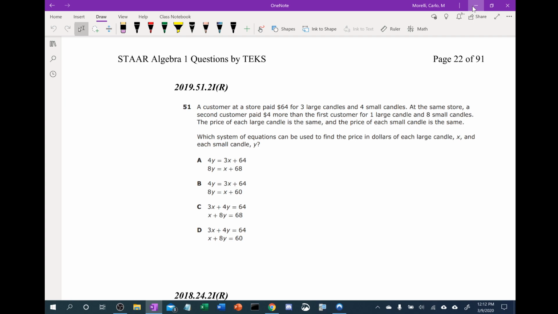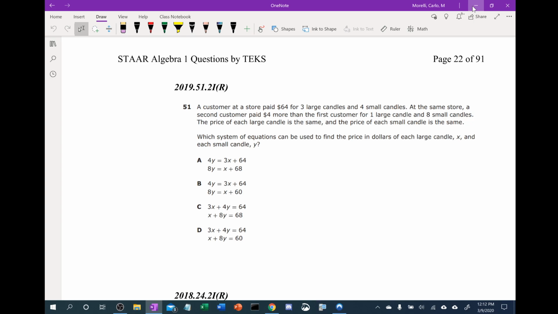A customer at a store paid $64 for 3 large candles and 4 small candles. At the same store, a second customer paid $4 more than the first customer for 1 large candle and 8 small candles. The price of each large candle is the same, and the price for each small candle is the same. Which system of equations can be used to find the price in dollars of each large candle X and each small candle Y? Excellent reading.